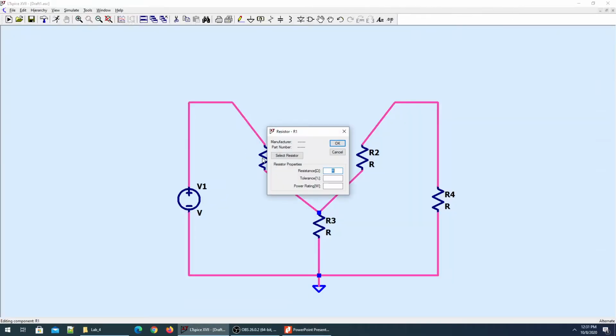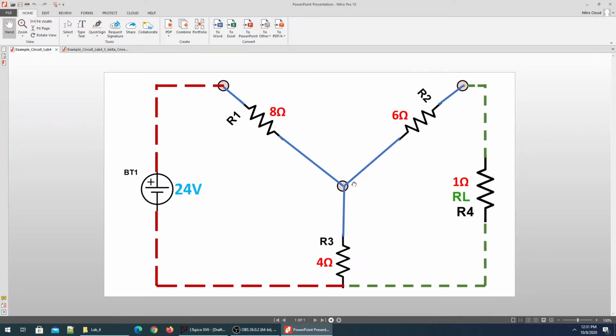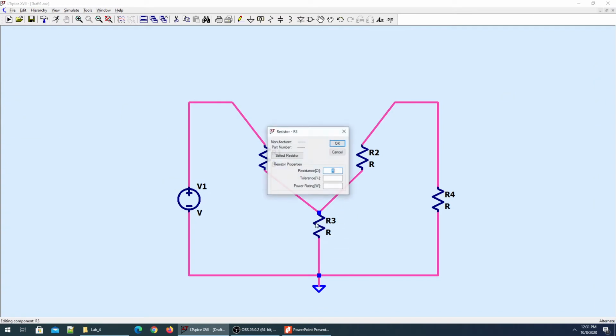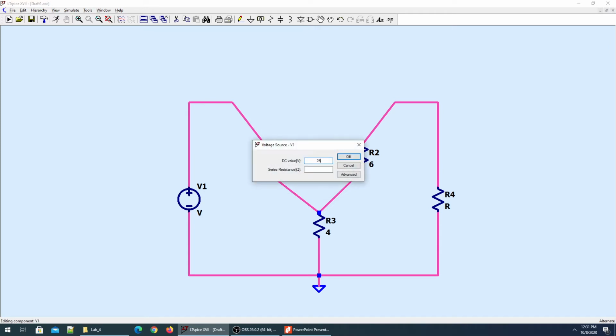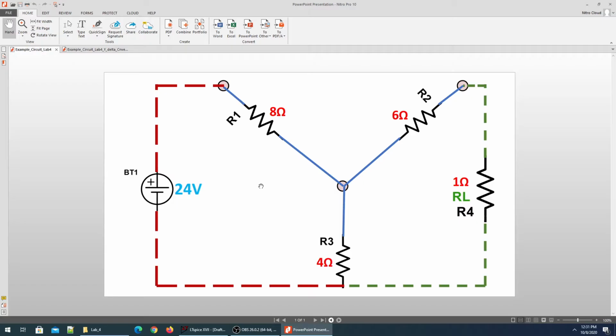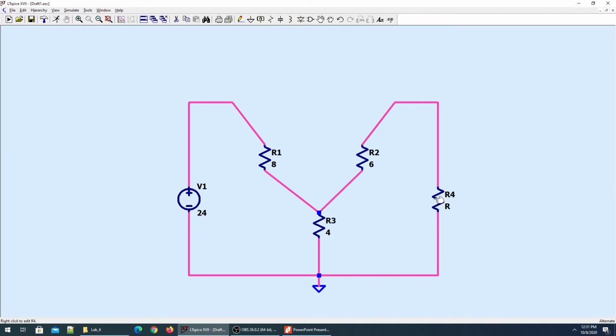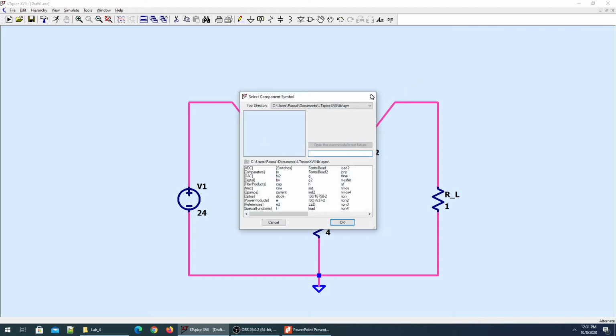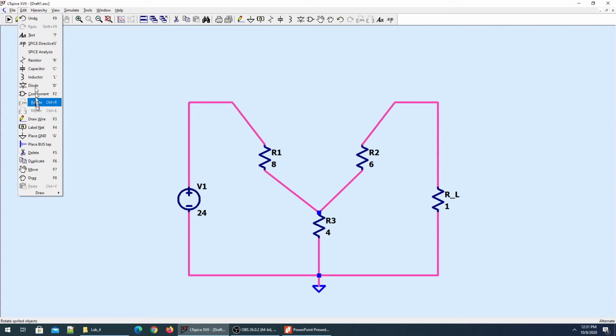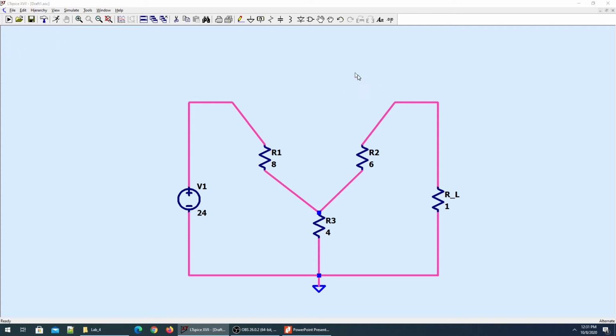R1 is 8 ohm, and then we have 4 ohm and 6 ohm. This one is 4, this one is 6 ohm, and the source is 24 volts. Okay, and my load resistance is 1 ohm. Once the circuit is connected, I would like to change the name of this one into the load resistance, and then I'll bring the net label.